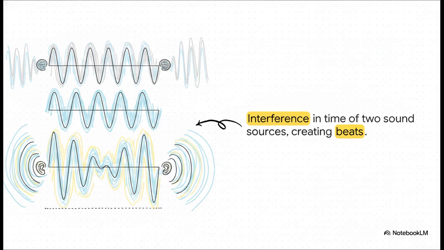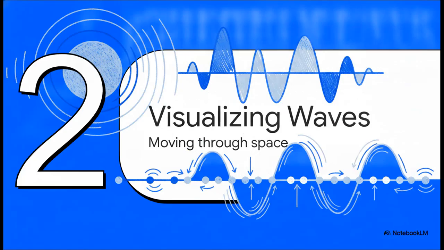But other times, a crest crashes into a trough and they completely cancel each other out. That rhythmic rising and falling volume you hear, whoop whoop whoop, that's a beat. It's a textbook, real-world example of waves interacting over time. Moving right along to Part 2, visualizing wave propagation.